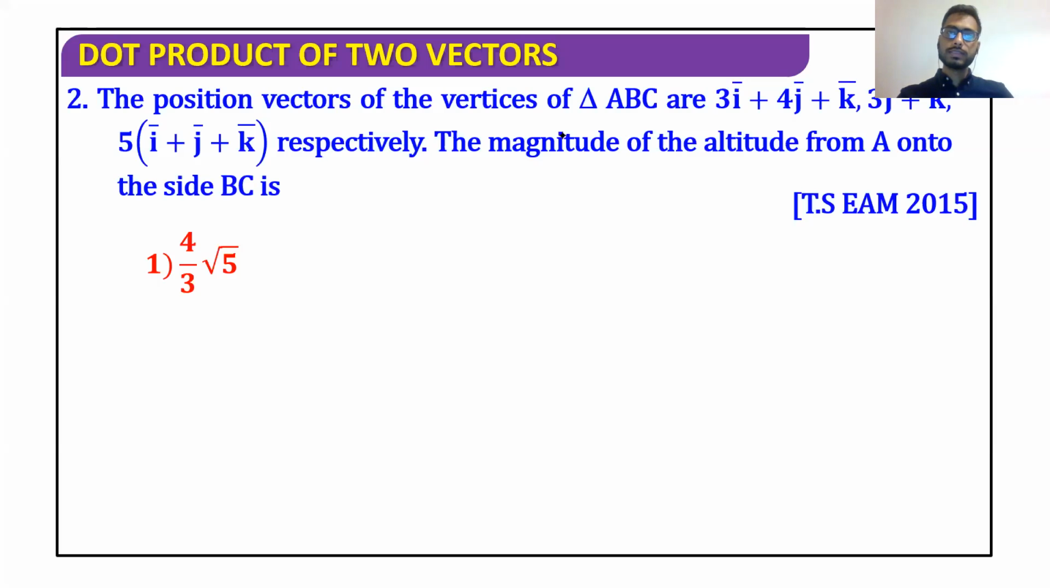The position vectors of the vertices of a triangle are given to you. Let us say that the position vectors are a bar, b bar, and c bar, and the magnitude of the altitude from A onto side BC is to be found out, and we have four options.